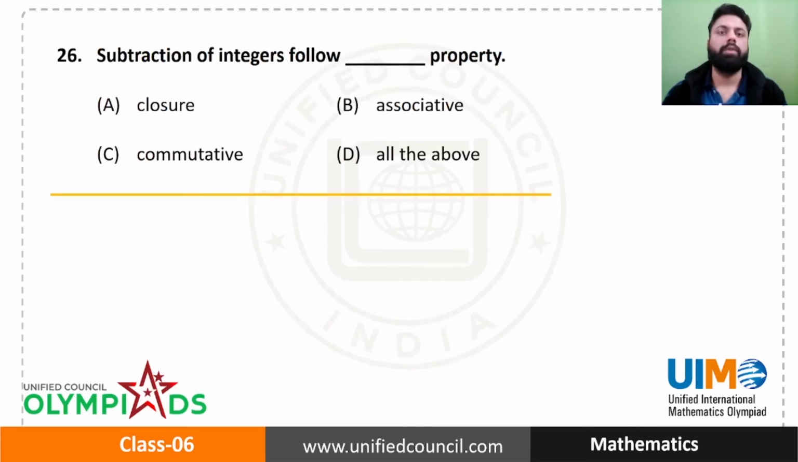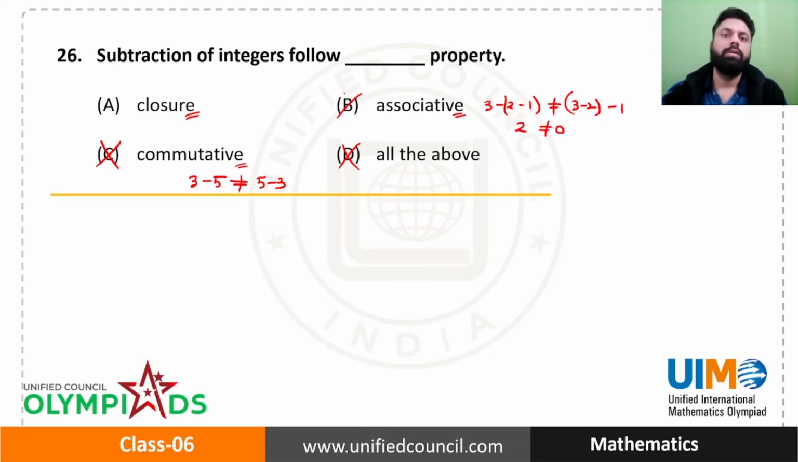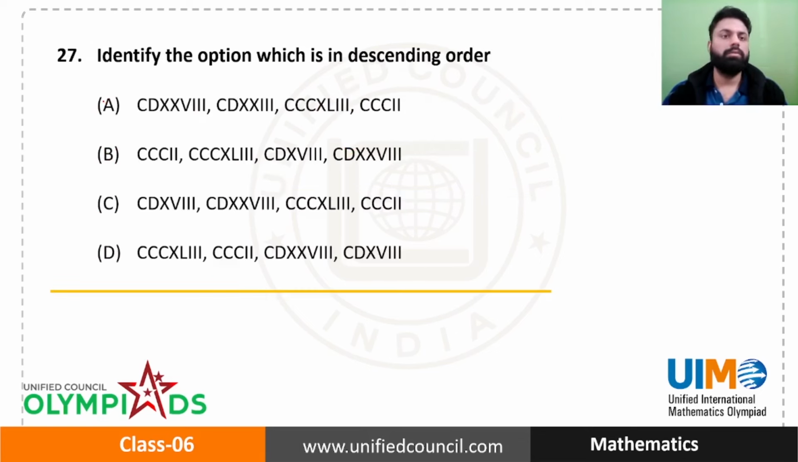Subtraction of integers follows which property: closure property, associative property, commutative property? See, 3 minus 5 is not equal to 5 minus 3. No. 3 minus 2 minus 1 is not equal to 3 minus 2 minus 1 grouped differently. This is 3 minus 1, 2. This is 1 minus 1, 0. Not equal. But yes, the closure property.